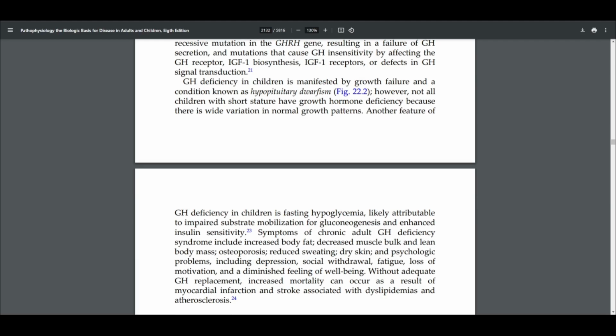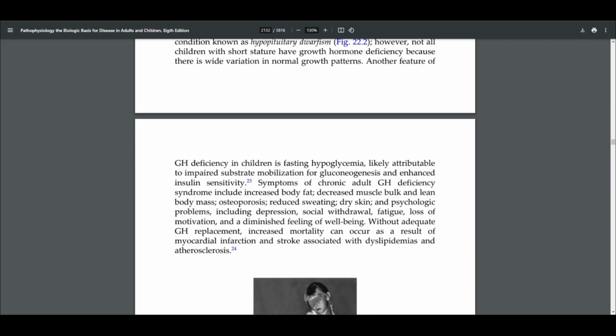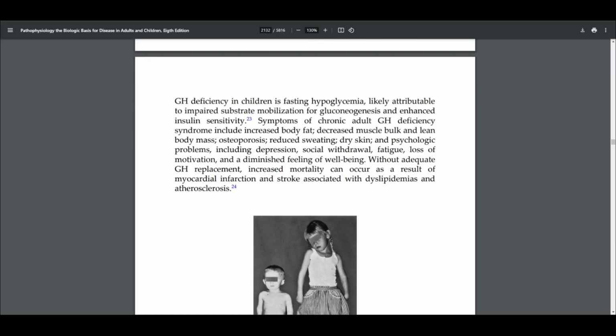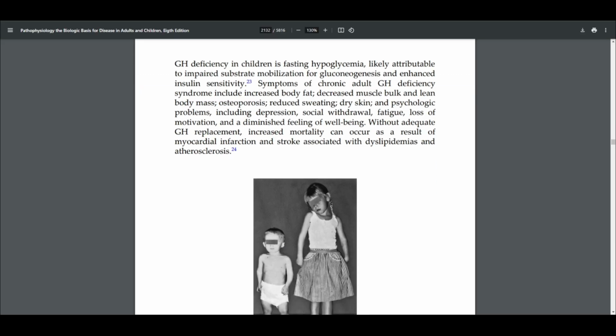GH deficiency in children is manifested by growth failure and a condition known as hypopituitary dwarfism. However, not all children with short stature have growth hormone deficiency, because there is a wide variation in normal growth patterns. Another feature of growth hormone deficiency in children is fasting hypoglycemia, likely attributable to impaired substrate mobilization for gluconeogenesis and enhanced insulin sensitivity.